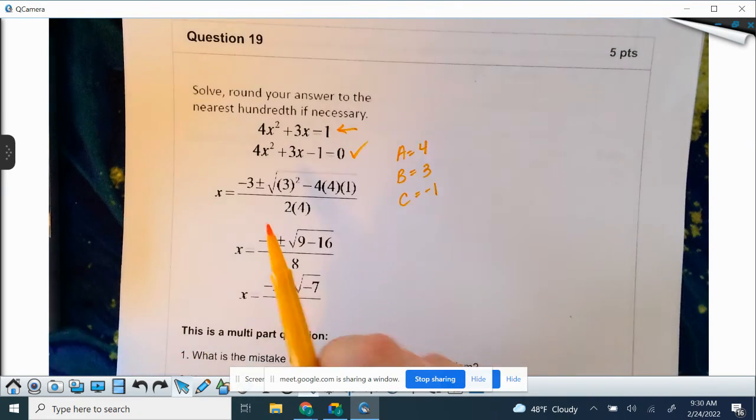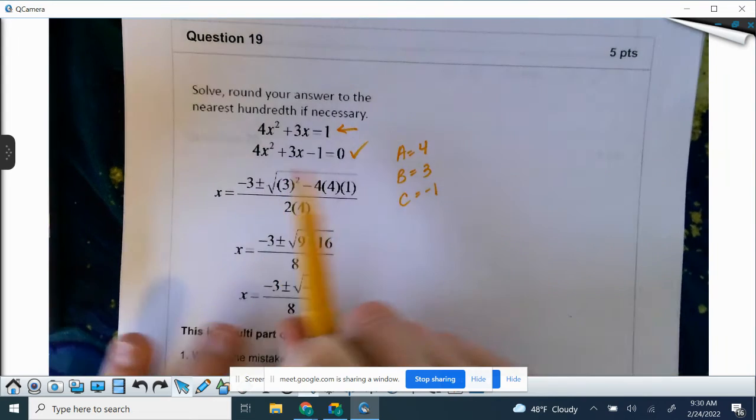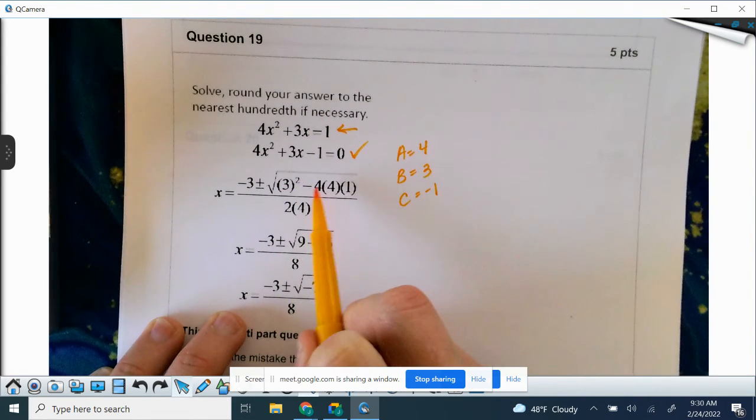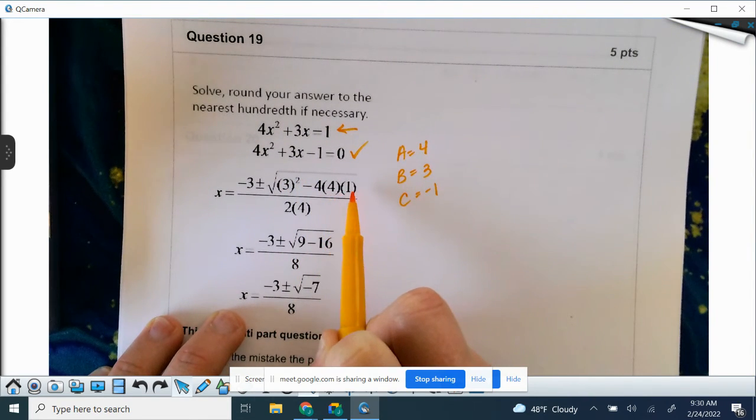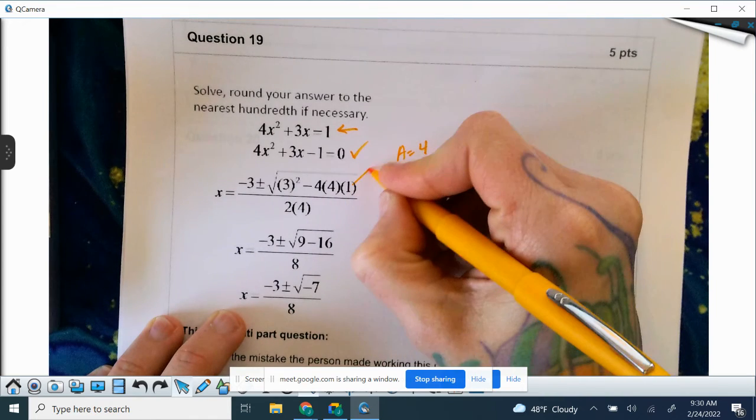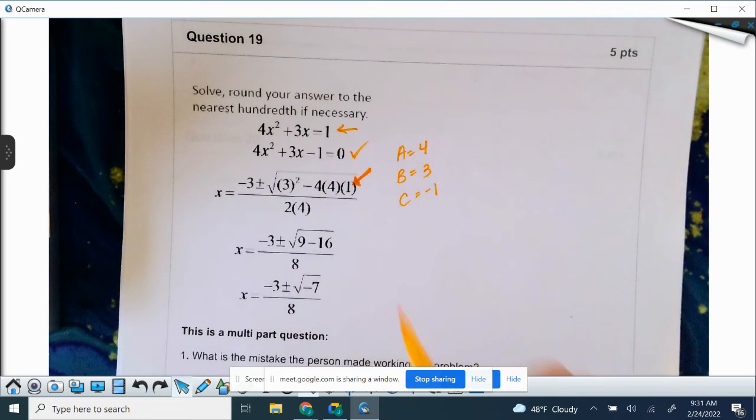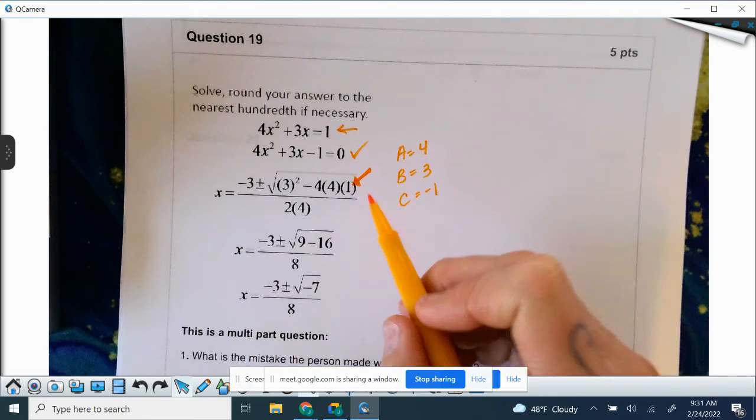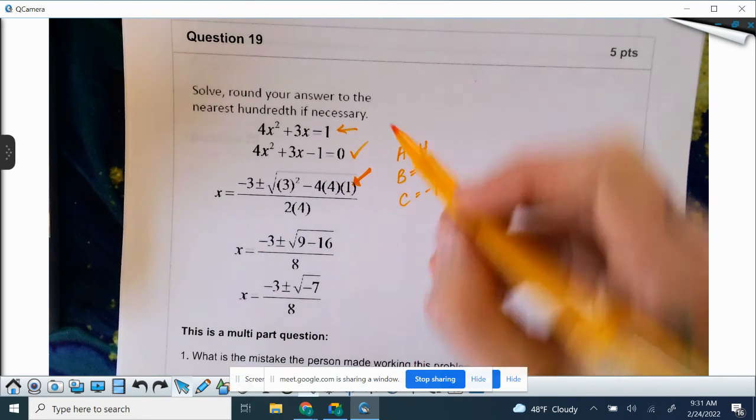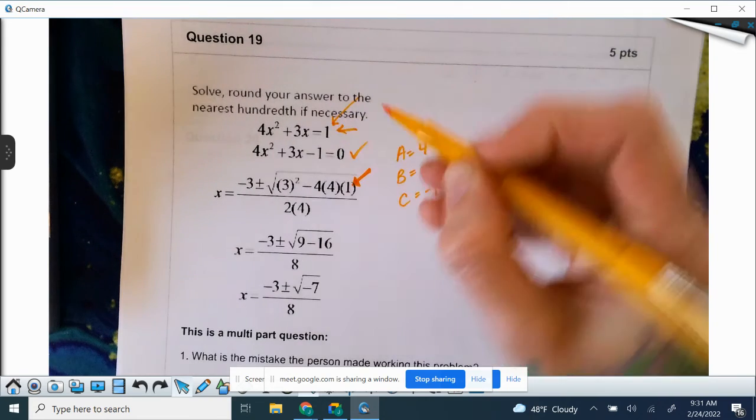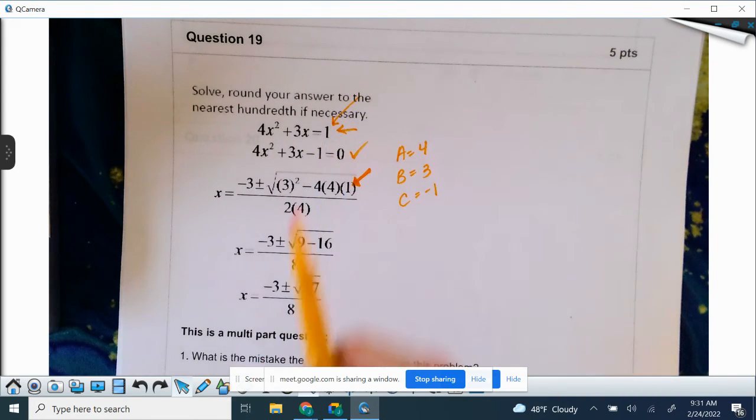Should be negative B, which is good, plus or minus the square root, B squared minus 4 times A times C. So here would be one of our first mistakes. Make sure that's the only mistake. And then 2 times A, so we're good. So that negative 1, they just grabbed it. Though they showed moving it, it looks like they used their original positive 1 in that quadratic.